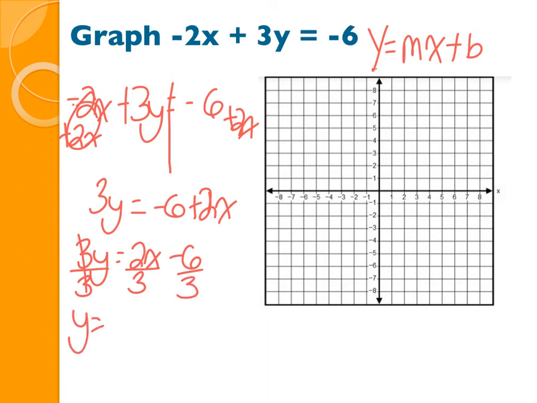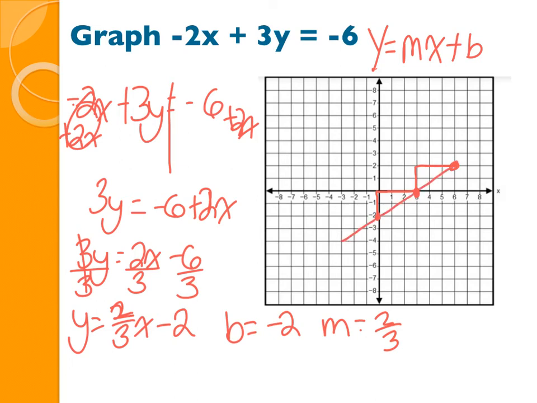So y equals 2/3 x. Remember, we want a fraction, not a decimal for a slope. Negative 6 divided by 3 gives you negative 2. So your b is negative 2. Your m is 2 over 3. So you plot your negative 2. You'll go up 2, and then run 3, 1, 2, 3, and draw your line.